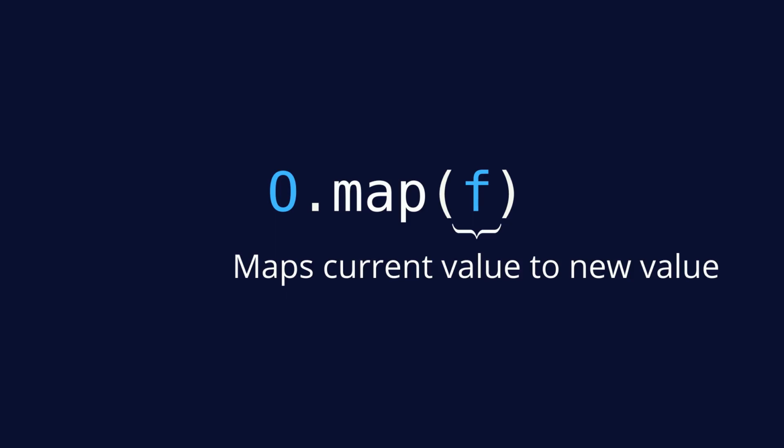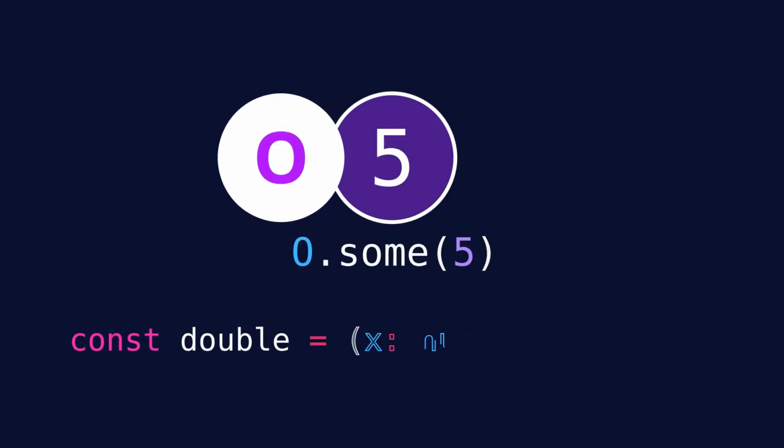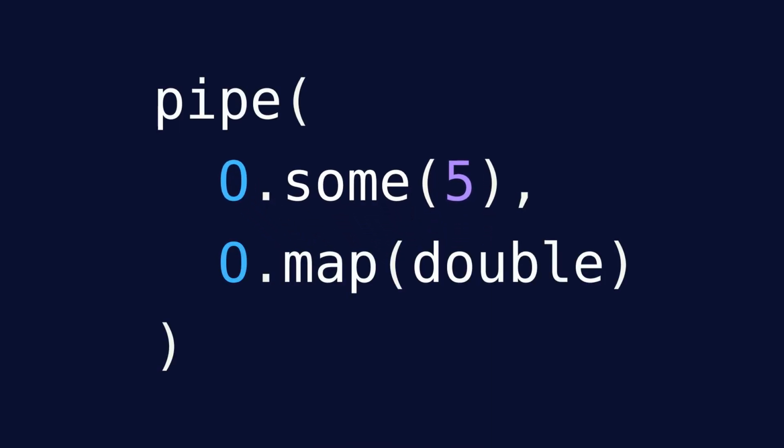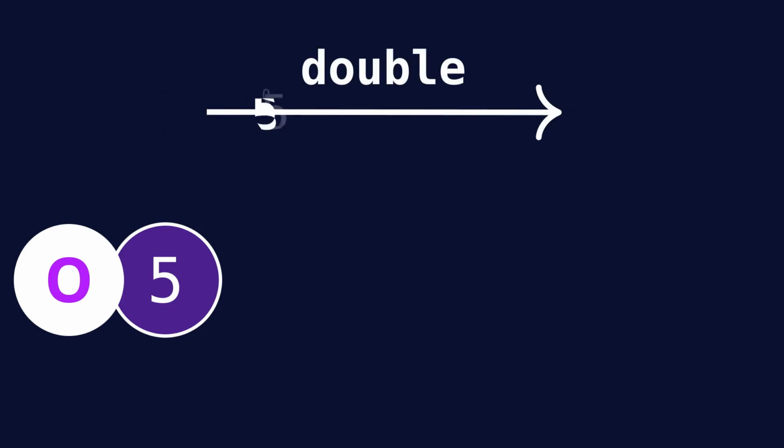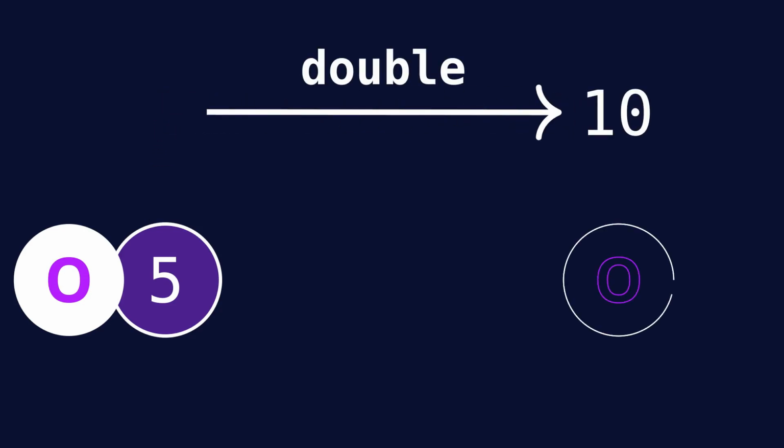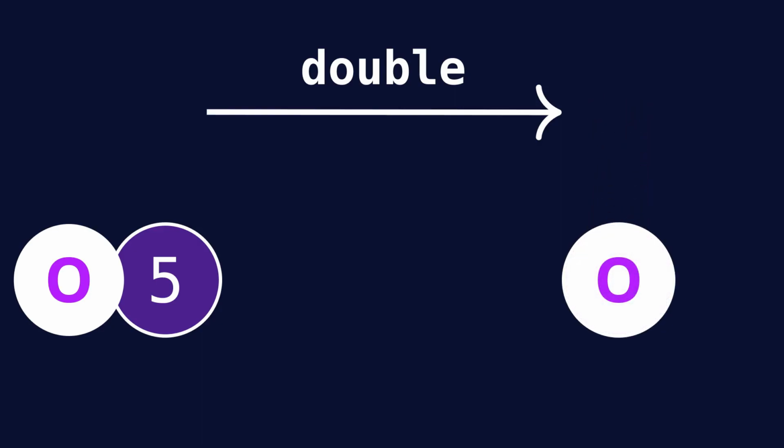Let's see some examples to get a sense of how Option.map works. Let's say that we have some 5 and we have a double function which doubles a number. When we pipe some 5 into Option.map double, the first thing that map does is to check if the option has a value, which in this case it does. So map will pull the value 5 out of the option, pass it to the double function, get back a 10 from it, put that output into an option and return it. So we get back an option that wraps the value 10, that is some 10.